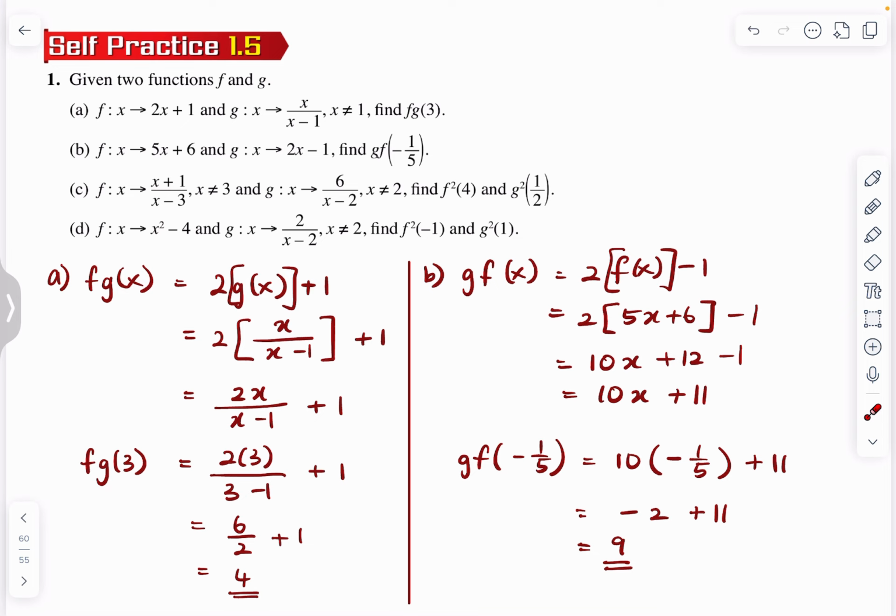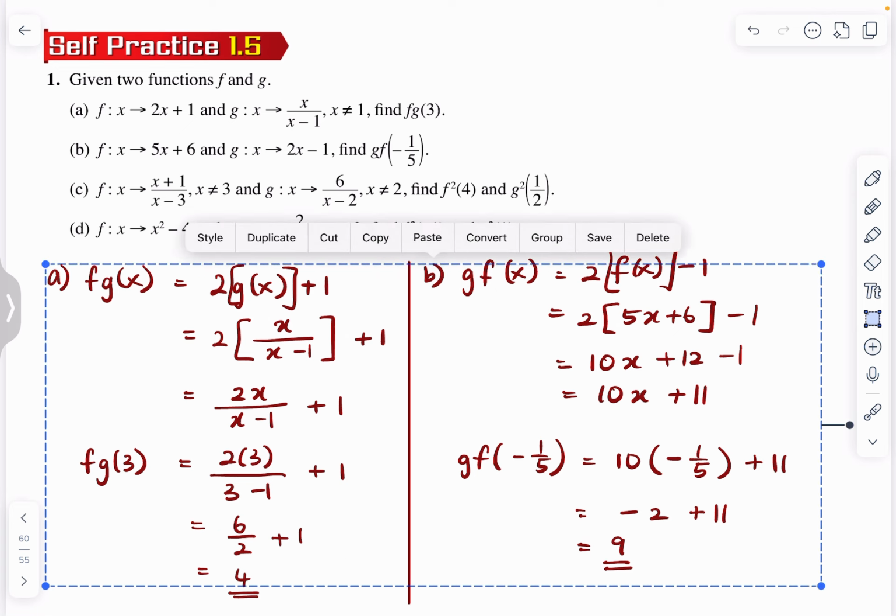Okay, so the best way to do is you first find fg(x) and then you find fg(3). Find gf(x), then you sub the x with whatever they want you to find. Okay, this is one of the ways of doing it. Right. Next.